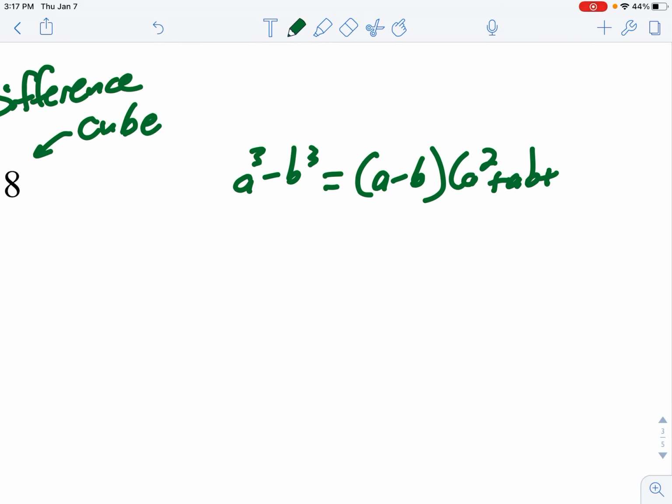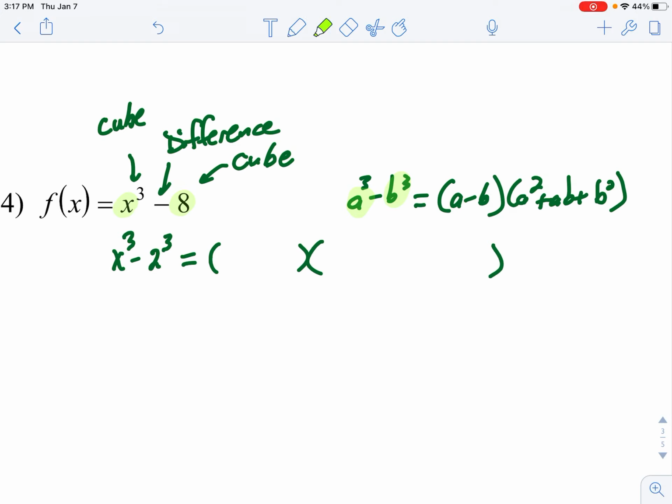Okay, so in this problem, the a from the formula is x, so I'm going to write x cubed. And the b for the formula isn't 8, it's going to be 2 cubed. So you have to know, where did the 8 come from? It comes from 2 times 2 times 2, 2 to the third power. So when I go to write my answer, basically I'm going to duplicate this formula.